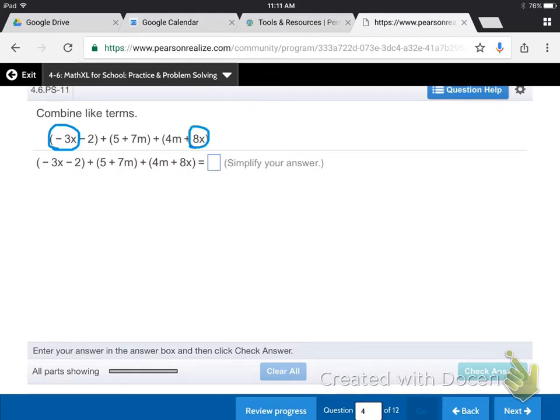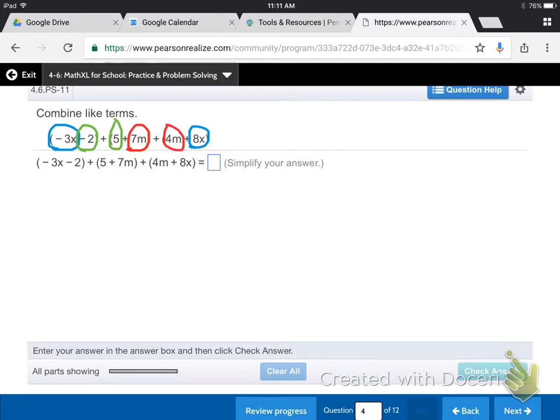Let's change colors here and let's look for more terms. Here we have a term without a variable, negative 2. And we have another term right there without a variable, that's 5. And that looks like all of those. And let's see if we can change this color one more time. We have a positive 7m there and a positive 4m there.